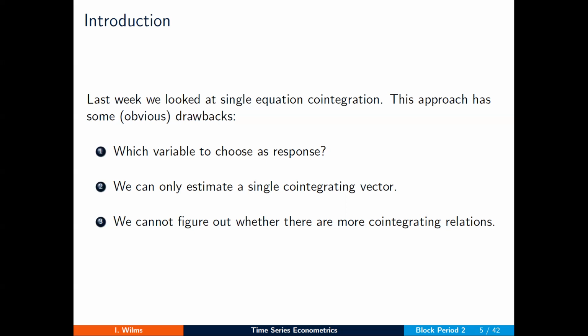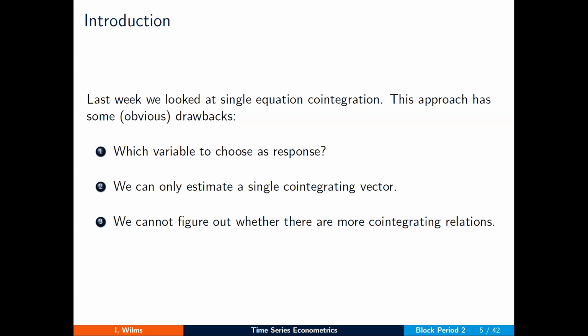Secondly, we could only estimate a single co-integration relation. And that is a huge drawback, since we know that if we have k non-stationary time series, well, there can be up to k-1 co-integration relations. And of course, we would also like to estimate those. Related to that, the third drawback is that we were not able to figure out whether there were more than one co-integration relation. And so we could not know how many there were.